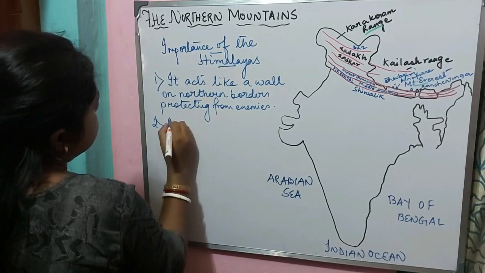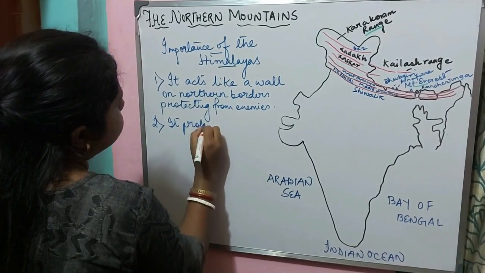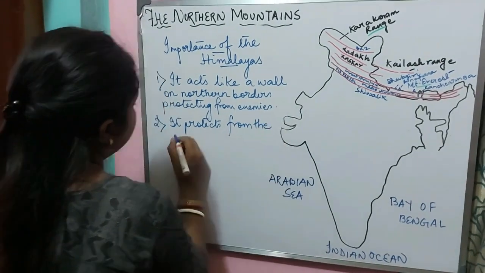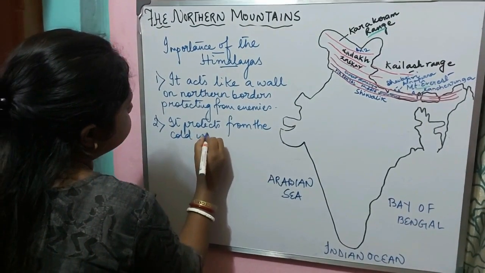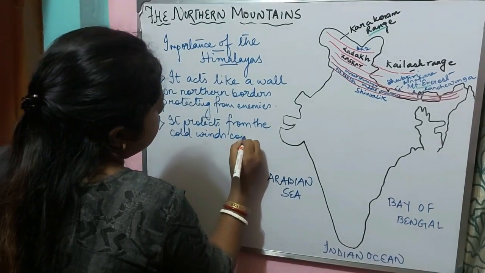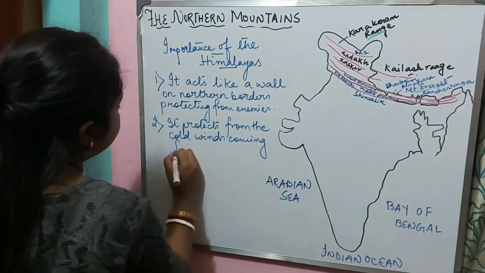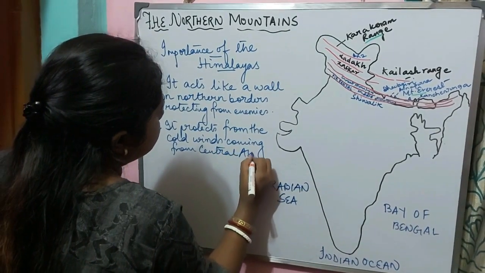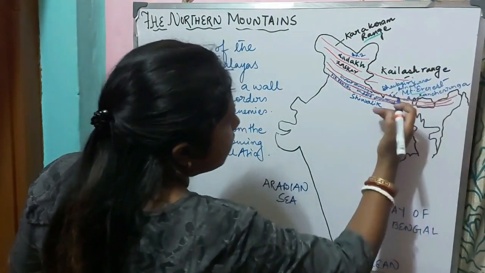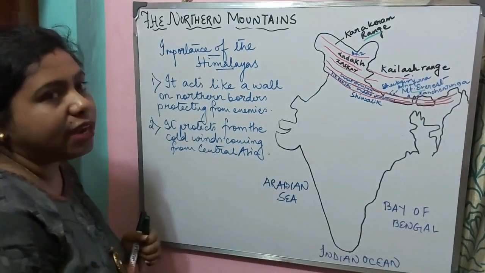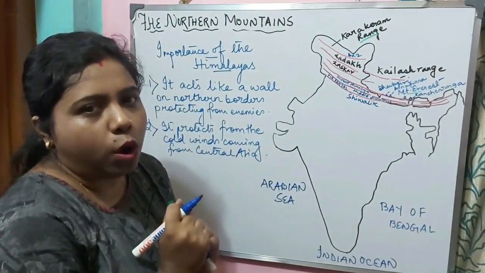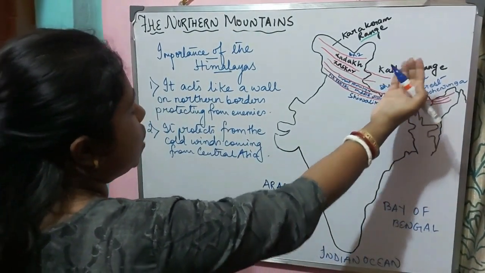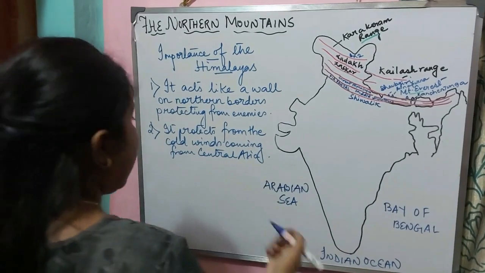Number two, it protects us from the cold winds coming from Central Asia. Means from here the cold winds, if they enter our country, then what will happen? We all will feel so much cold, right? So it protects us from the cold winds which are coming from Central Asia.